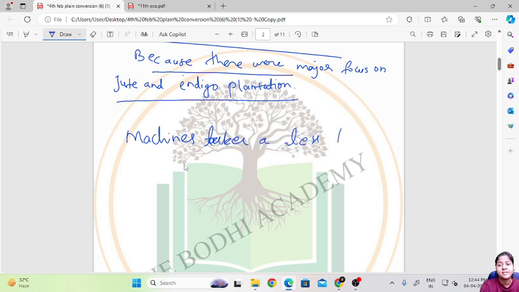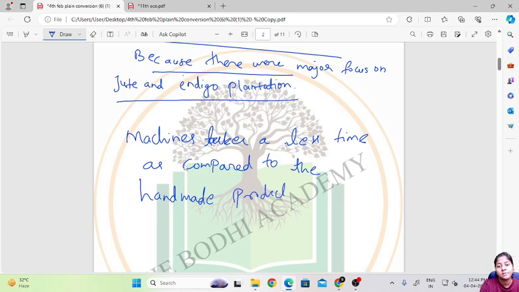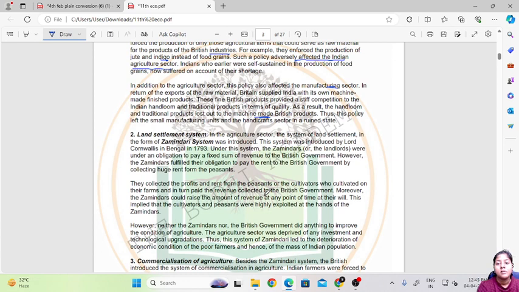Machines take less time as compared to the handmade products. Thus, this policy left the small manufacturing units and the handicraft sector in a ruined state.